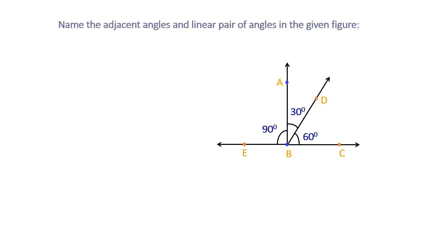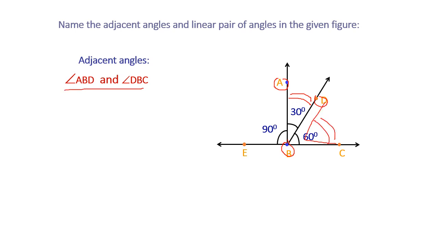One more question. Name the adjacent angles and linear pair of angles in the given figure. So there are so many adjacent angles. See, ABD, meaning this particular angle, and angle DBC, this one, they are adjacent. So this is one of the answers.